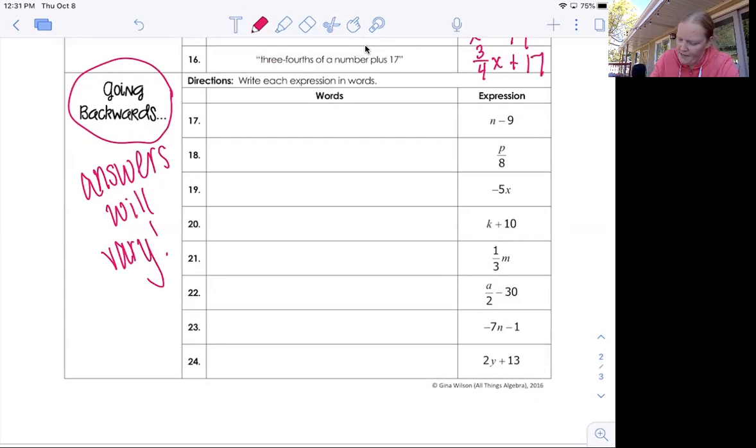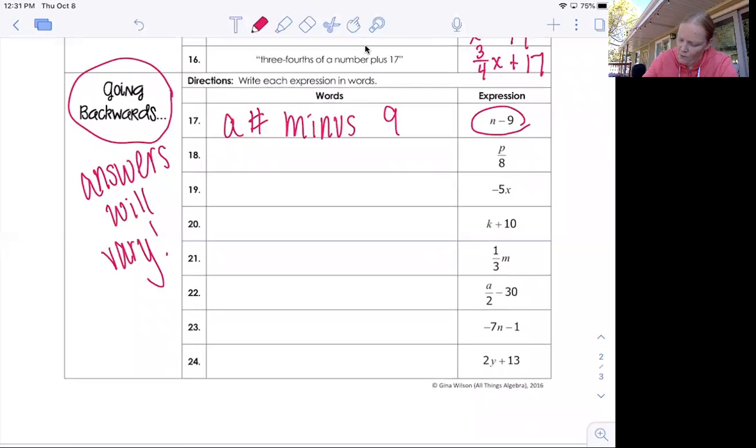So I'm going to take this expression and I'm going to write what I see. I'm just going to say a number minus 9. Super simple for that. I could say 9 less than a number. I could say a number decreased by 9. So there's a lot of options.